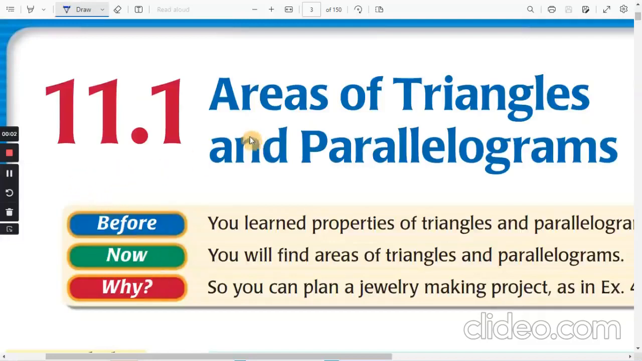Chapter 11.1, Areas of Triangles and Parallelograms.